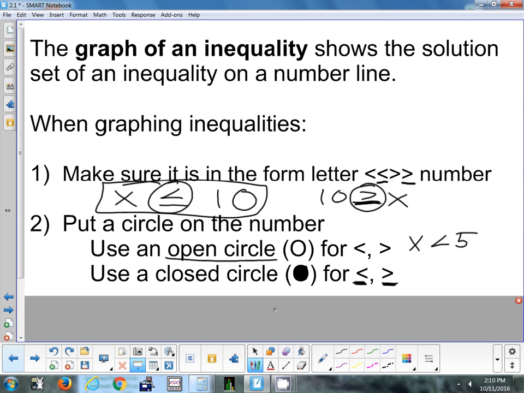Antonio, what symbol is this one? Less than or equal to? Yep, and the one next to it? Greater than or equal to? Okay, anytime you have one of those two symbols that he just said, you have to fill in that circle.